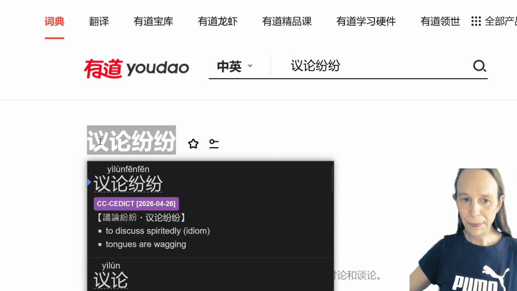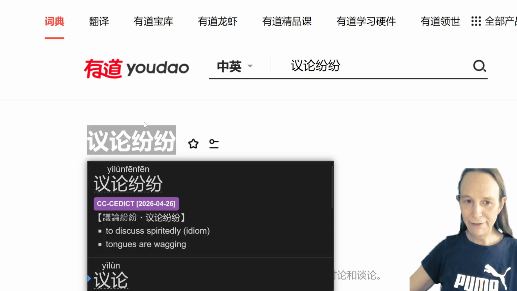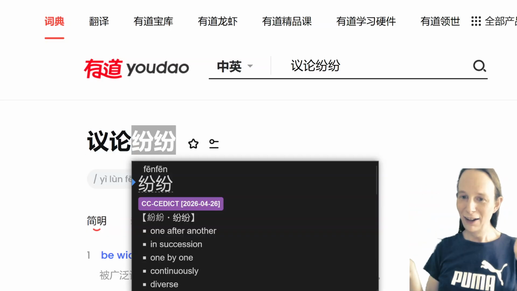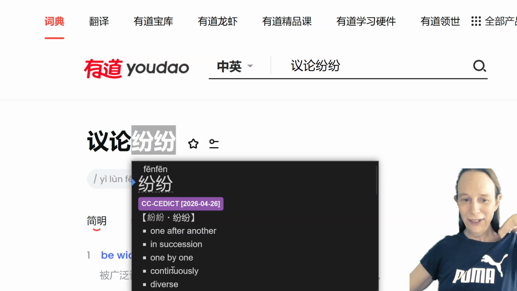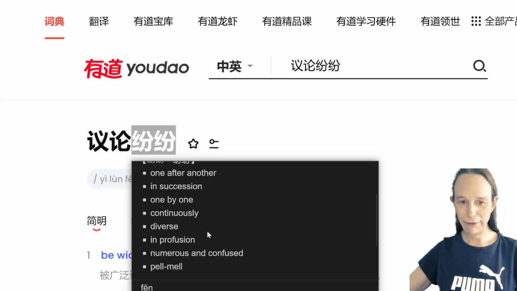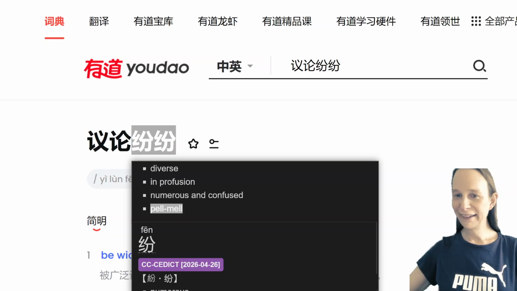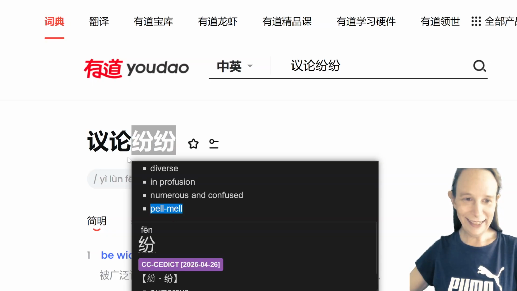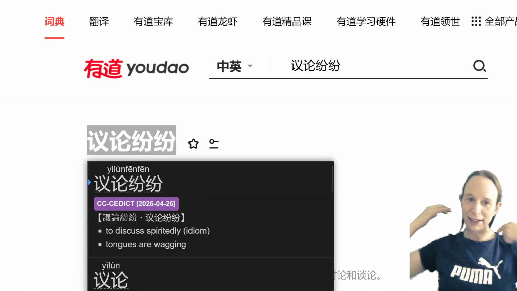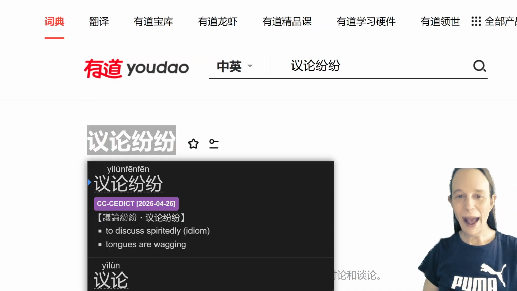You know this one? 议论纷纷. So 议论 is a commentary, right? 议论, comment, talk about. 纷纷 represents there's a lot of them. A lot, and usually relatively diverse as well. Numerous, confused, in profusion. Yeah, all right. Hell Mel. Isn't that like a place on Monopoly? All right. Anyway. Tongues are wagging. All right.